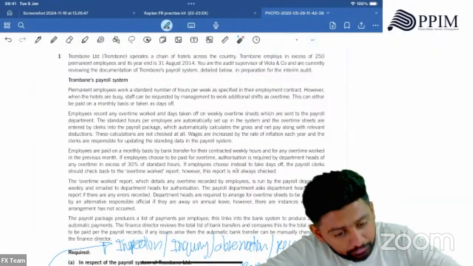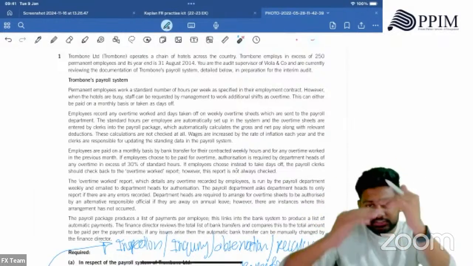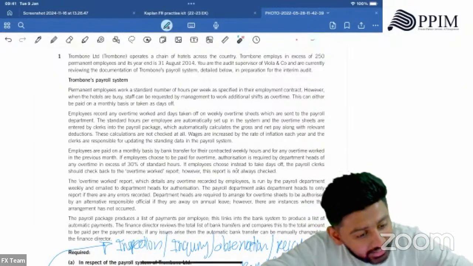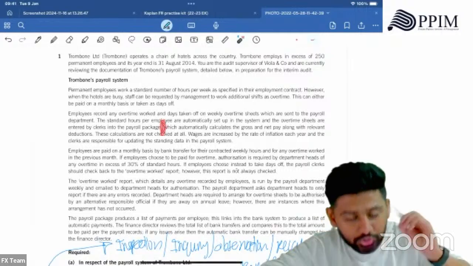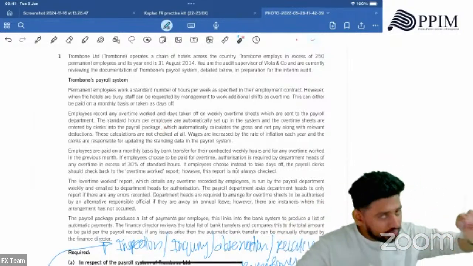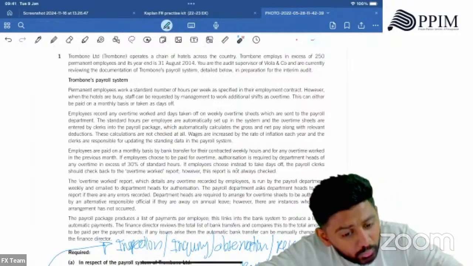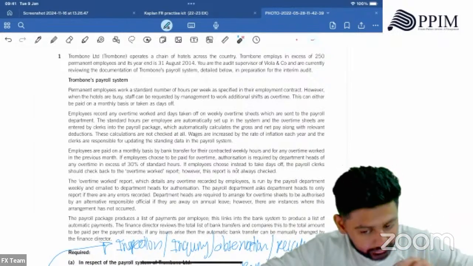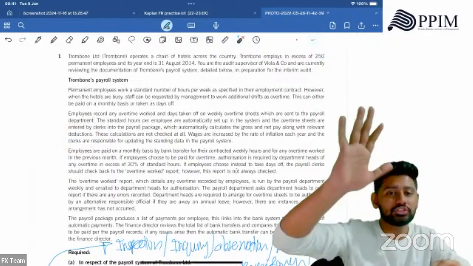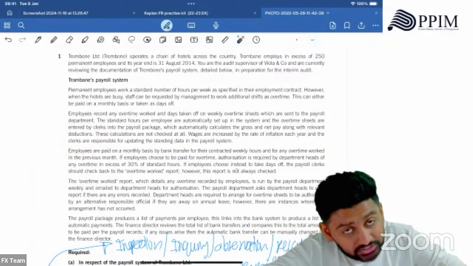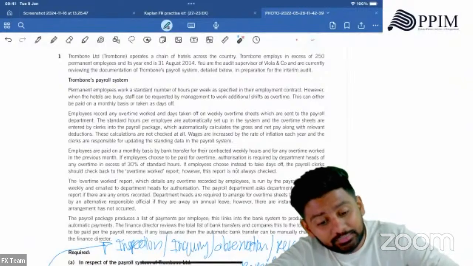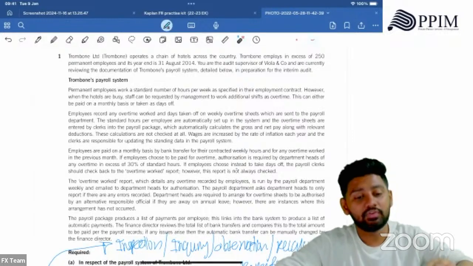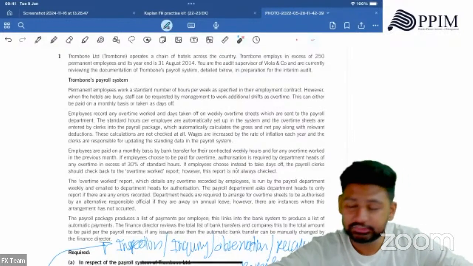The standard hours per employee are automatically set up in the system. You have a system, standard 8 hours per day or 40 hours per week is set up in the system. And the overtime sheets are entered by clerks into the payroll package, which automatically calculates the gross and net pay, along with the relevant deductions, whatever contributions you're making. These calculations are not checked at all. Wages are increased by the rate of inflation every year, 2% or 3%. And clerks are responsible for updating the standing data in the payroll system.